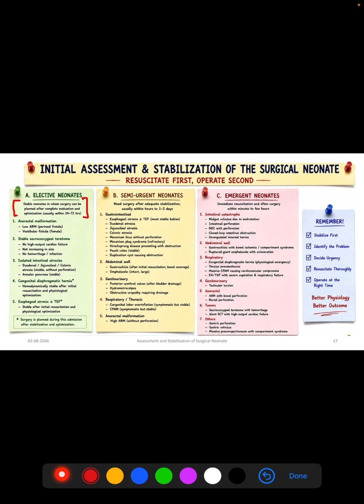Then congenital diaphragmatic hernia, it is also a physiological emergency, because I'll discuss this thing also. Then esophageal atresia है जिसमें TEF है या नहीं है. तो सर्जरी इज प्लान्ड ड्यूरिंग दिस एडमिशन आफ्टर स्टेबलाइजेशन एंड ऑप्टिमाइजेशन. देन सेमी अर्जेंट नियोनेट्स होते हैं.